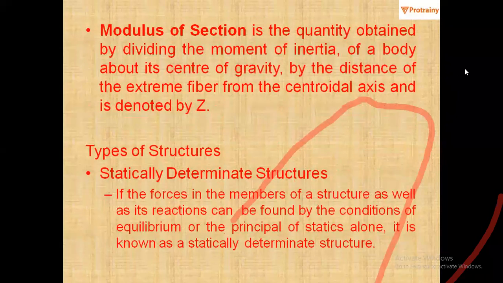Next comes modulus of section. What is modulus of section? It is the quantity obtained by dividing the moment of inertia of a body about its center of gravity. The moment of inertia है body का, उसको divide किया about its center of gravity by the distance of the extreme fiber from the centroidal axis and is denoted by Z. That is what modulus of section is, or section modulus.